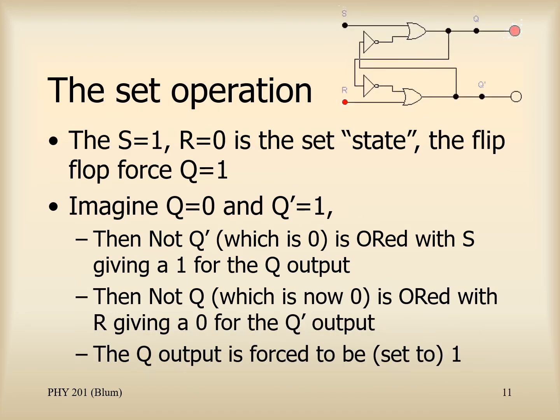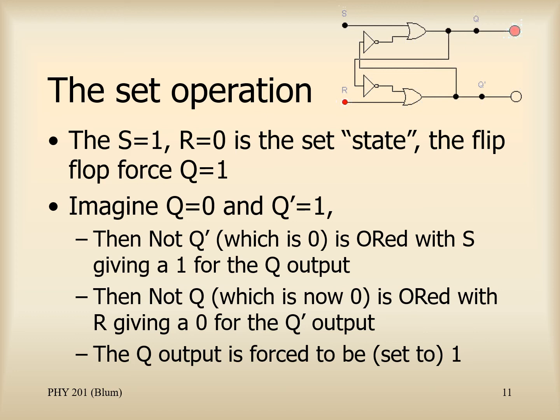Now let us look at the set operation. So when S is 1 and R is 0, that is supposed to set the state to force Q to be high and Q prime to be low. Let's imagine we were in the opposite state to distinguish it from a hold. So let's say we start off with Q equals 0 and Q prime equals 1.